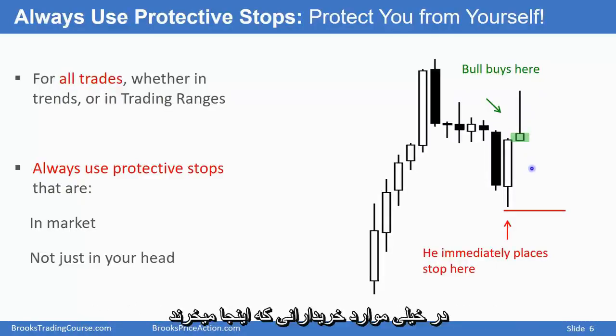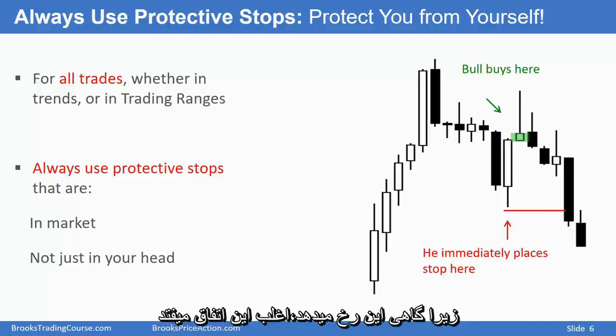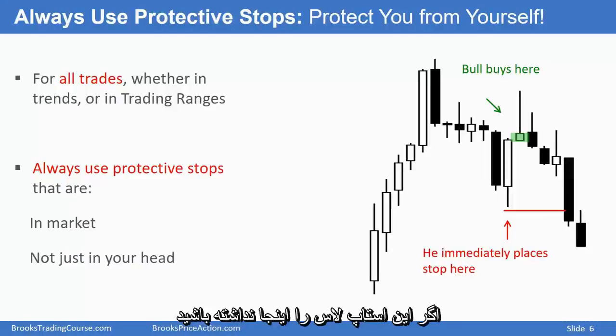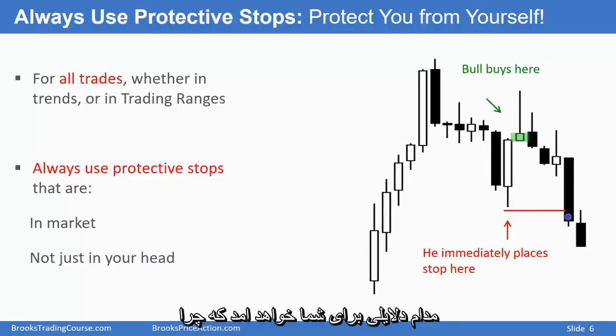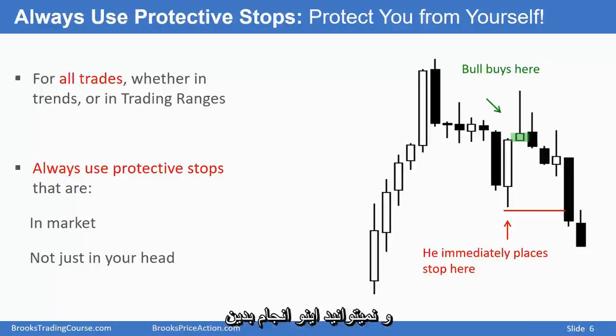In any case, the bulls who buy here cannot have a protective stop in their heads. They have to have the stop in the market just below the low of this bar, because sometimes you get this. It happens often enough. And if you don't have that stop there taking you out, you'll keep coming up with reasons why you should continue to hold on to your long position, hoping that it will reverse up. And you cannot do that.